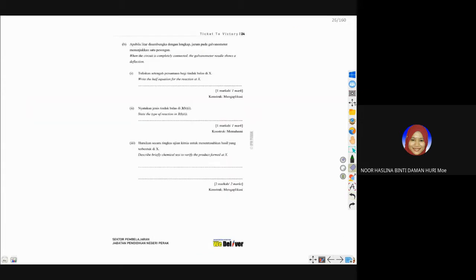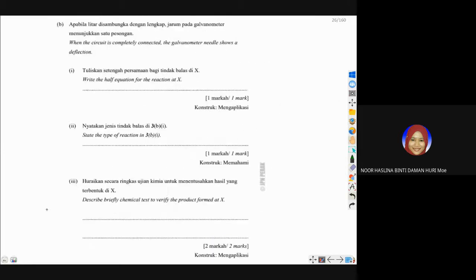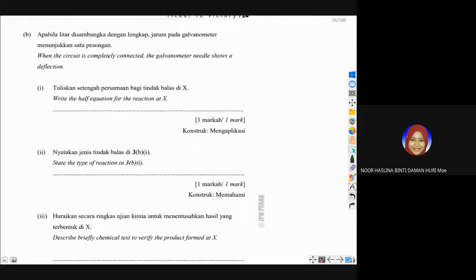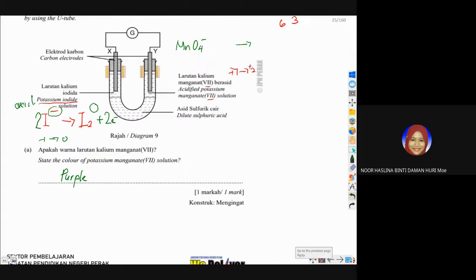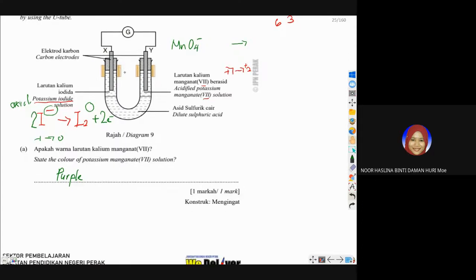Tengok pula yang ni. Okay, this one, B. When the circuit is completely connected, the galvanometer needle shows a deflection. Write the half equation at the electrode X. Dekat electrode X tu ada apa? KMnO4 ke I minus? Okay, so tengok balik kita punya gambar tadi. Mana tadi electrode X? Okay, X sini. So X sini dah dapat lah.